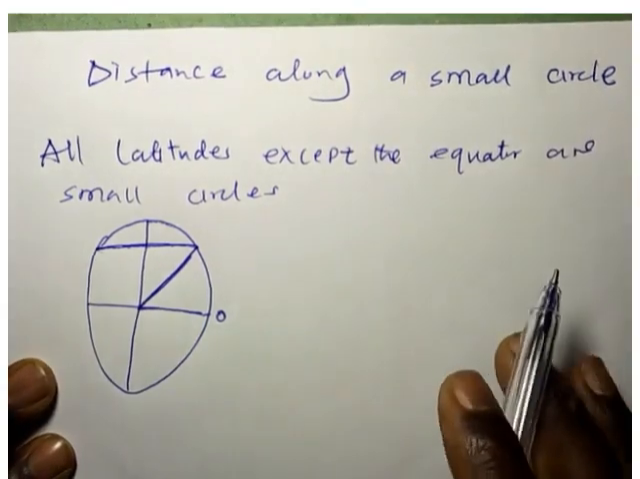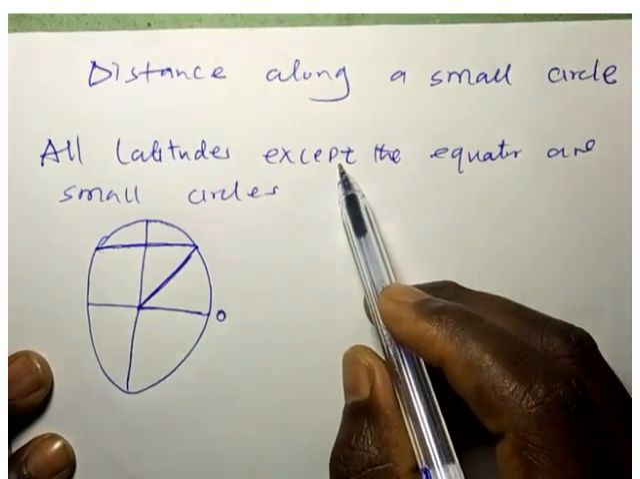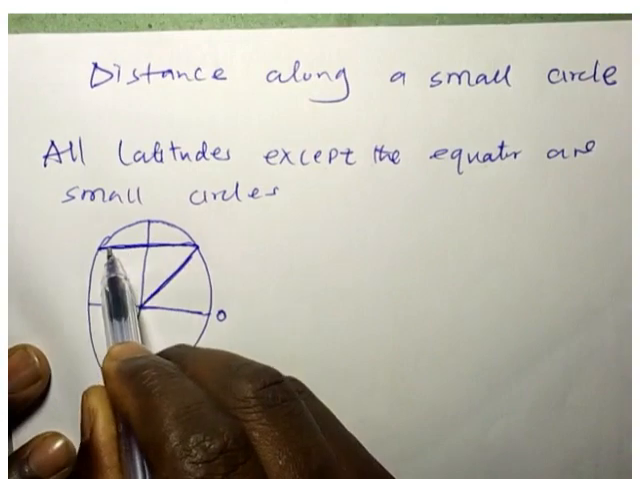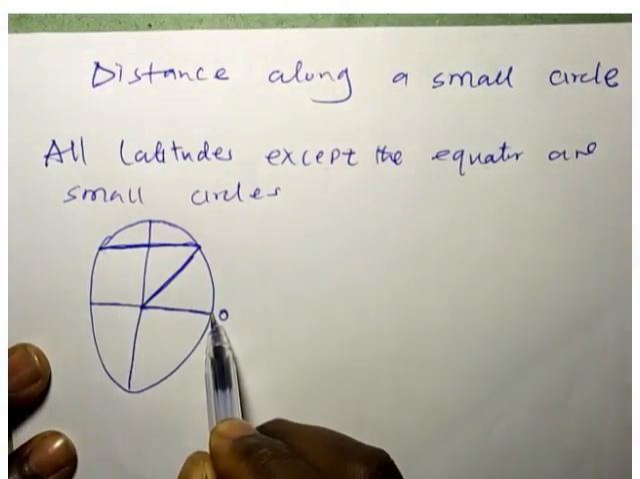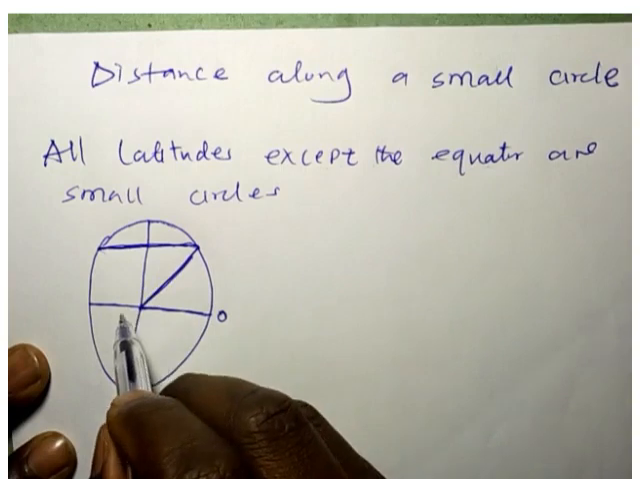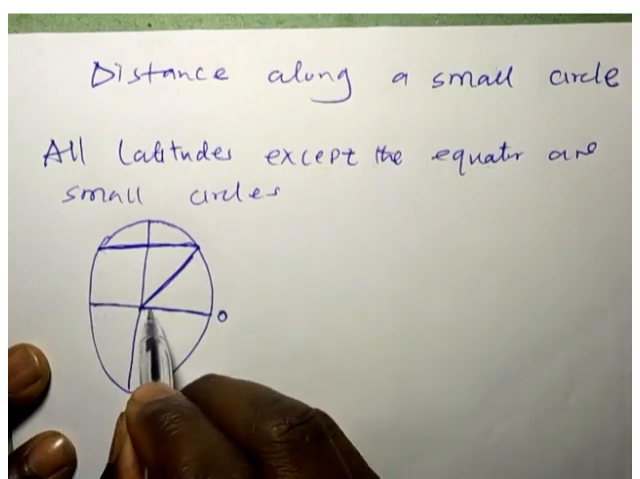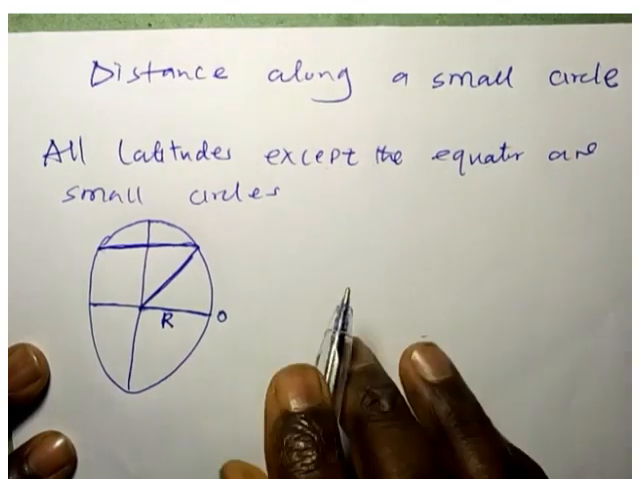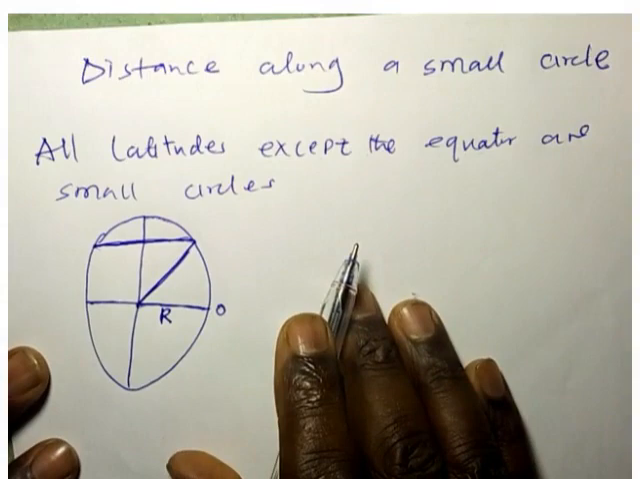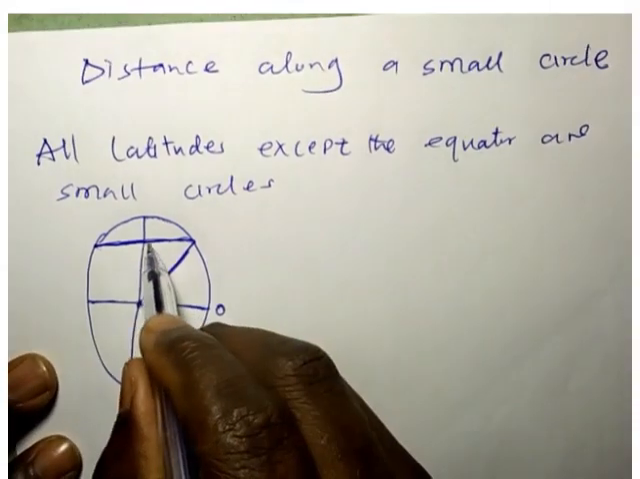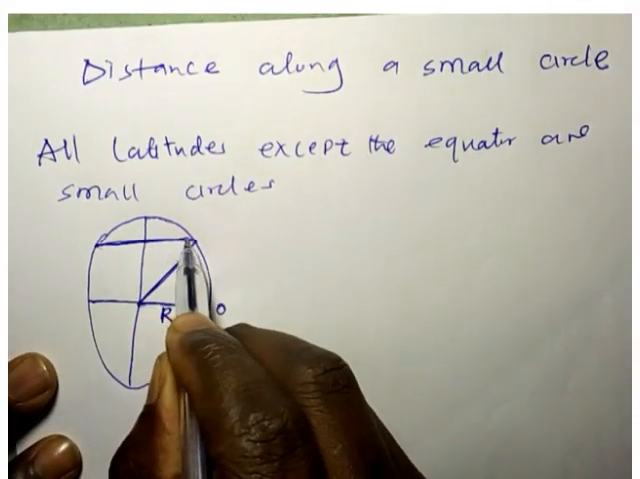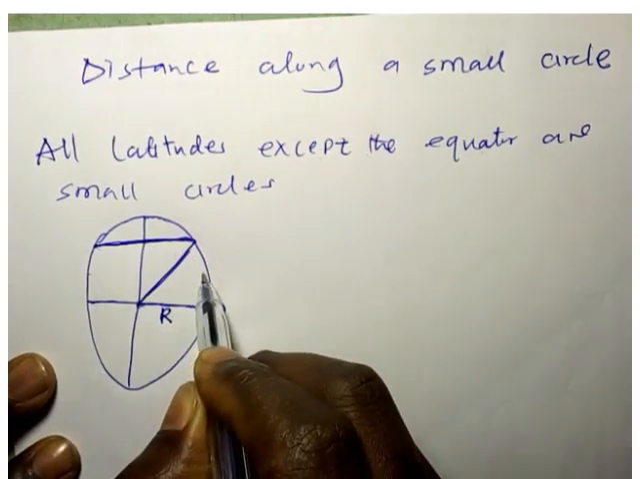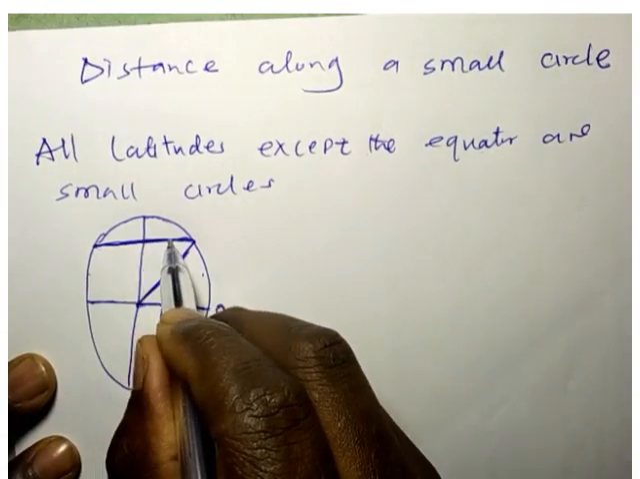Distance along a small circle. All latitudes except the equator are small circles. So this one here is a small circle, but the equator is not a small circle, it's a great circle. We know the radius of this one. The radius of the great circle is R, and we know it is 6370 kilometers. But now the radius of the small circle cannot be the same, because the radius here cannot be the same as the radius here, right? So how do we get the radius here?